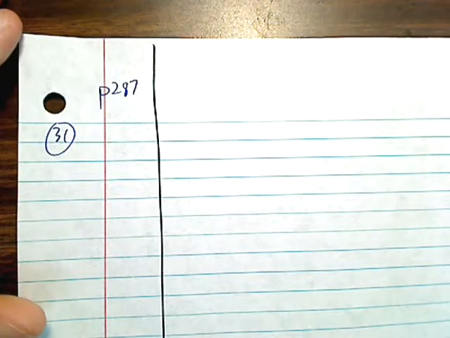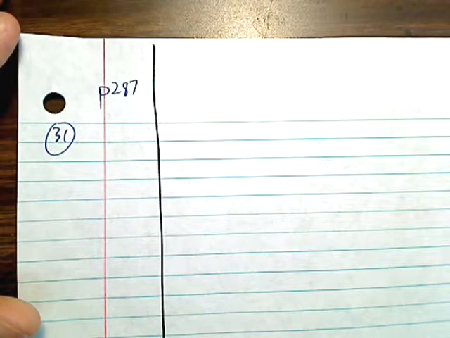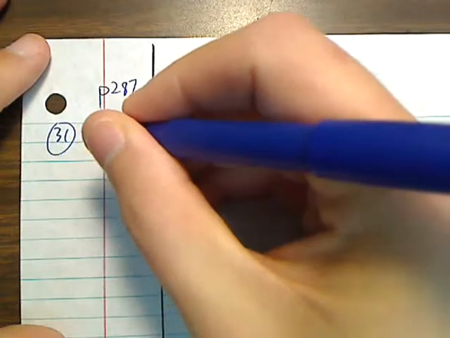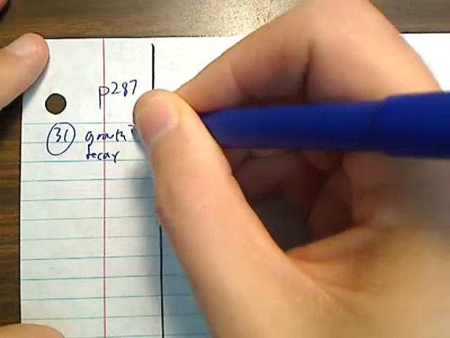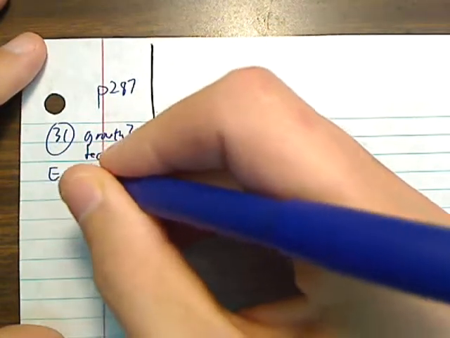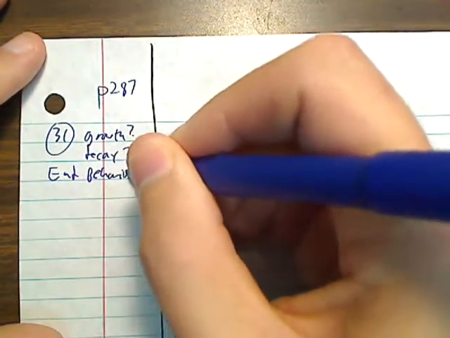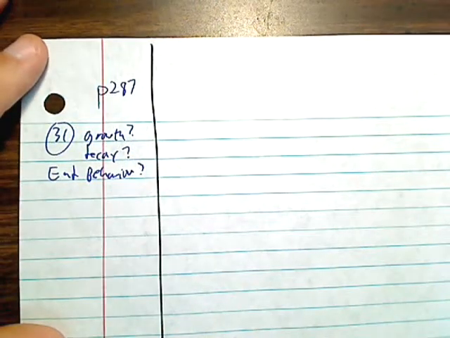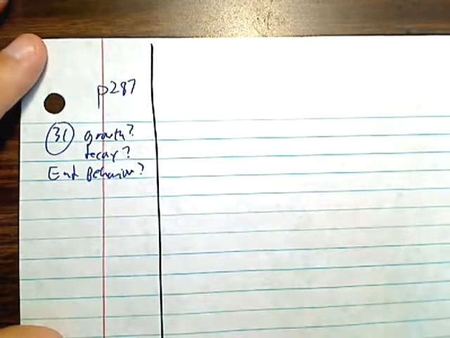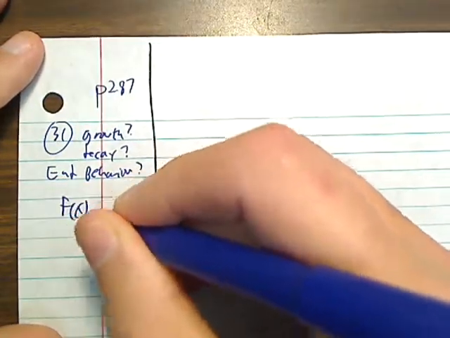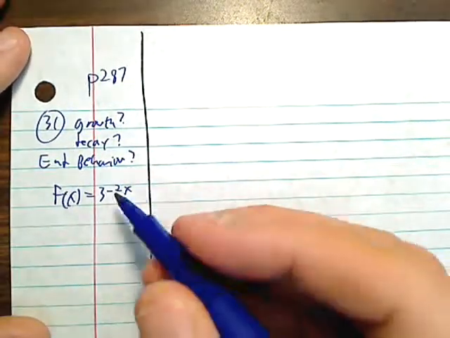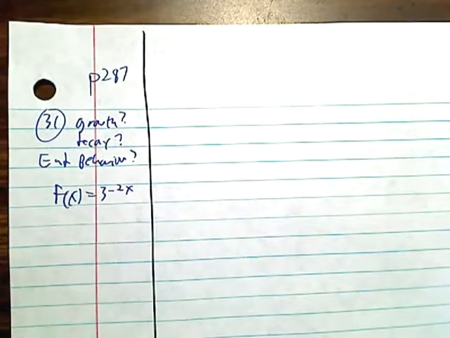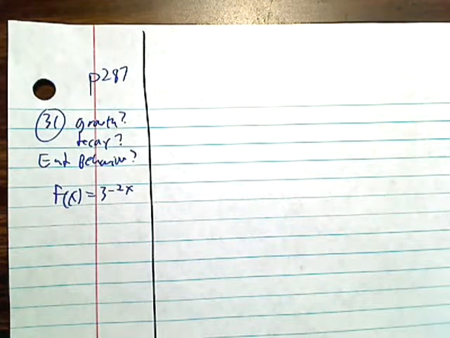All right. The problem says state whether it is growth or decay. Describe its end behavior using limits. So growth, decay, end behavior. Okay, the problem is f of x equals 3 to the negative 2x. F of x equals 3, that's the negative 2x power. Go ahead and try that.